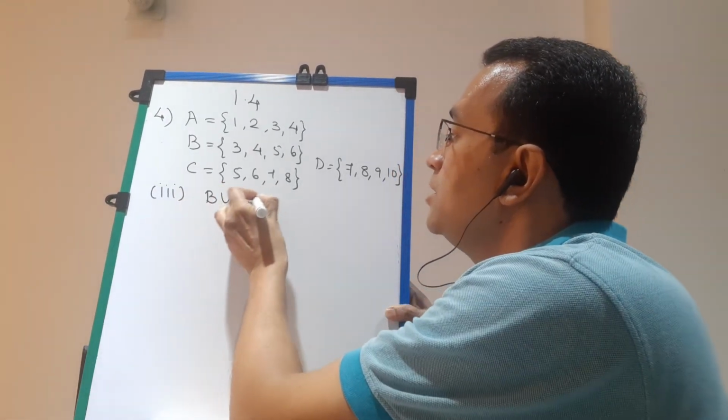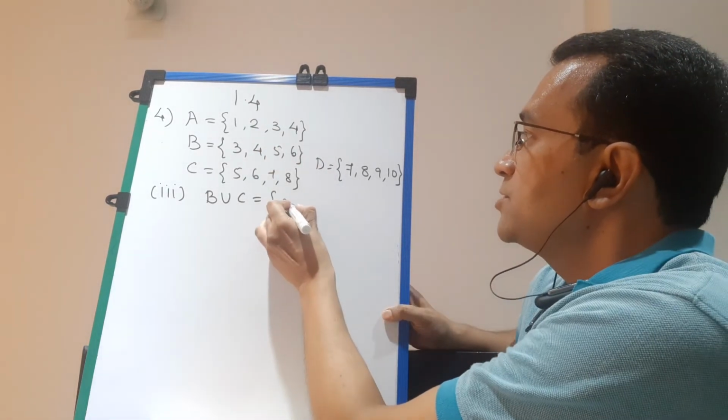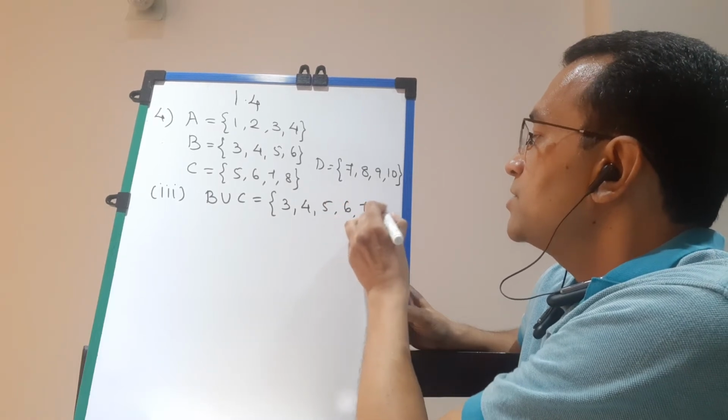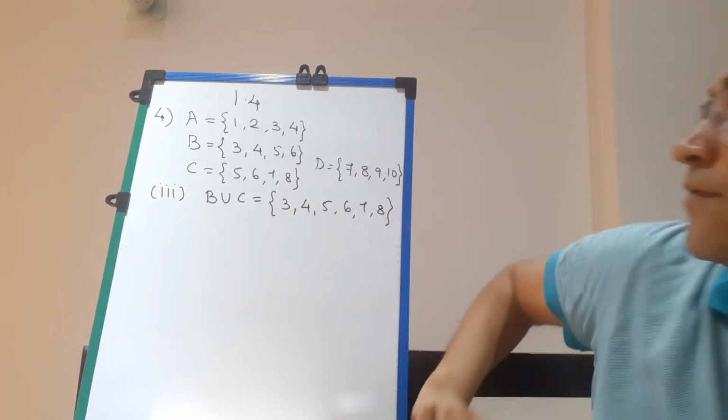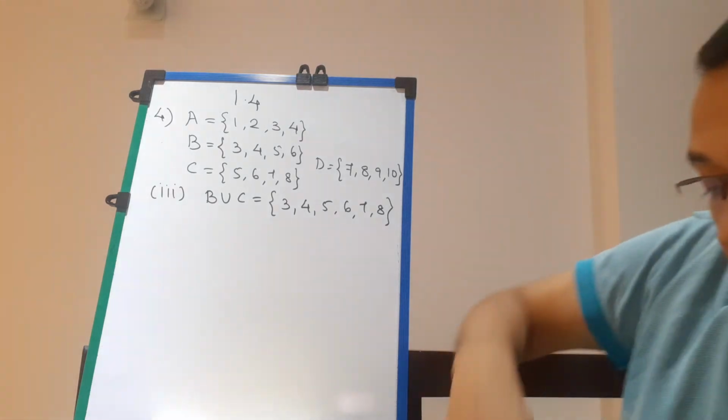To find B union C, we take every element of B and C once: 3, 4, 5, 6, 7, 8. Repeated elements are 5, 6. We don't include them again. Then 6th part, A union B union D.